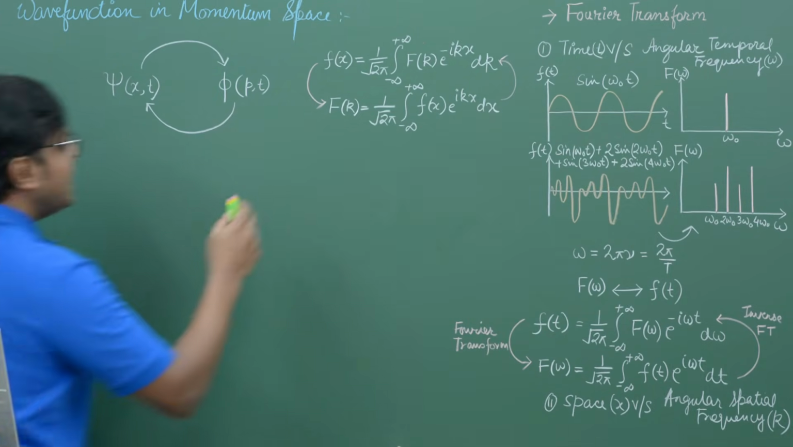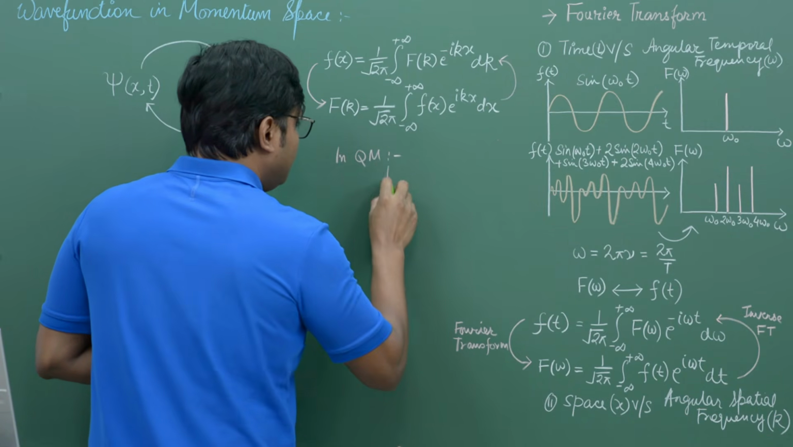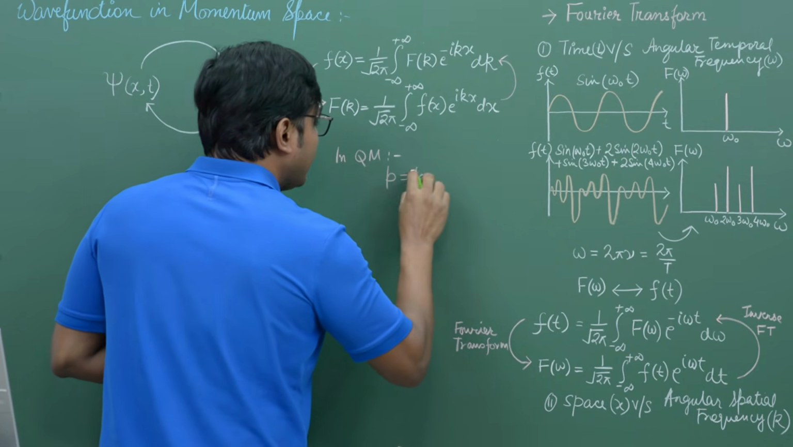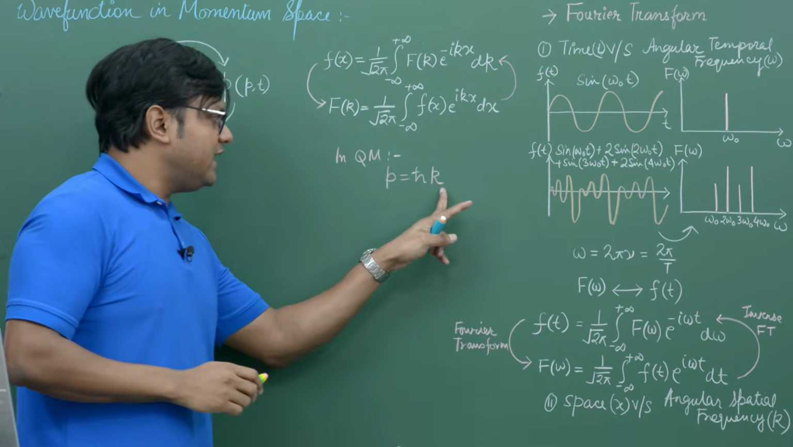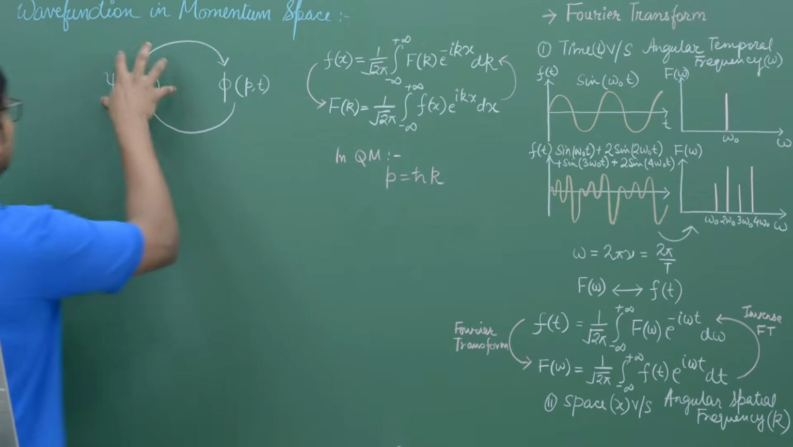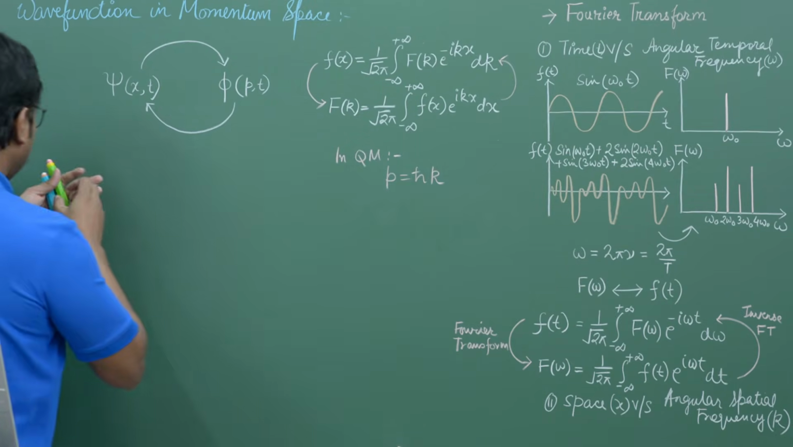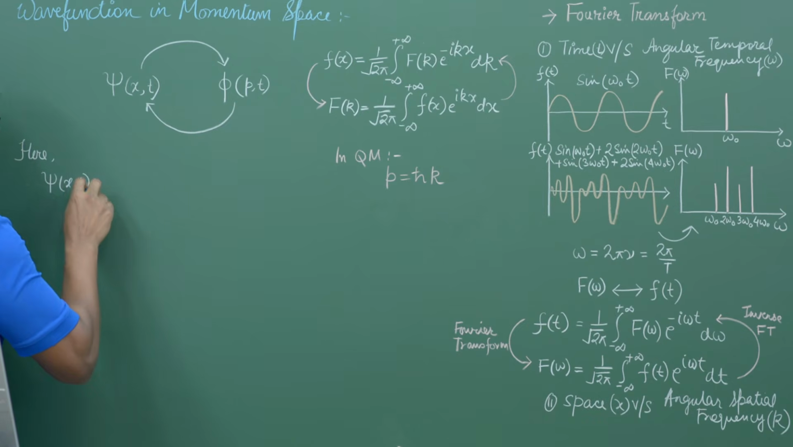We know that in quantum mechanics, p equals h cut k comes from the de Broglie hypothesis. So when we talk about K space, we are essentially talking about momentum space. So let's look at the wave packet of a particle in quantum mechanics. So here I can simply say, what is psi(x,t)?